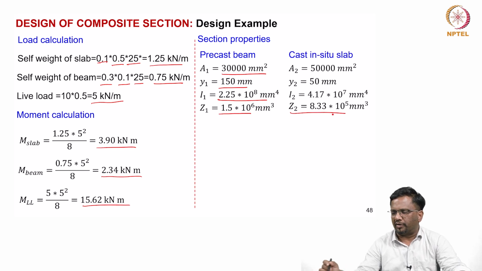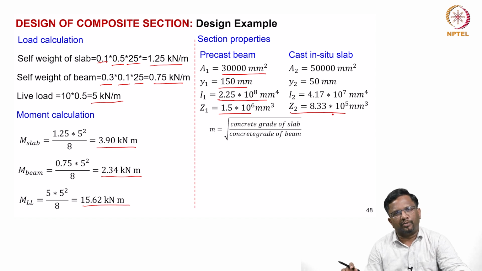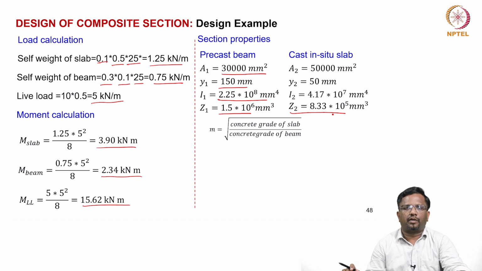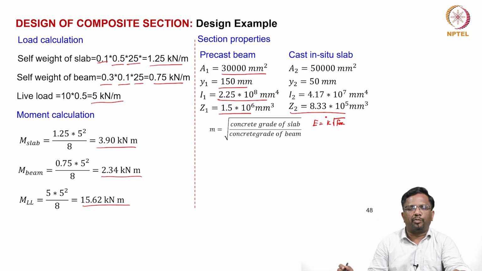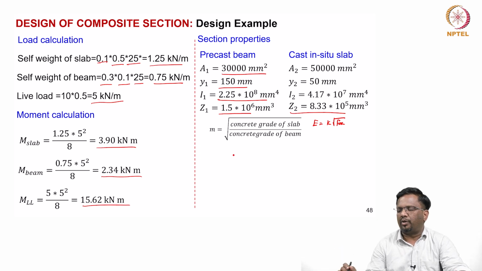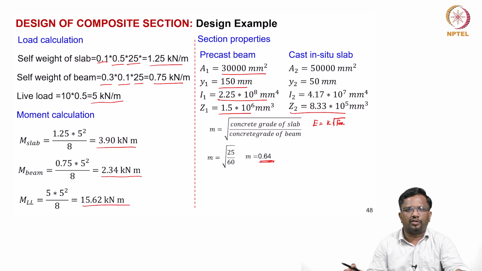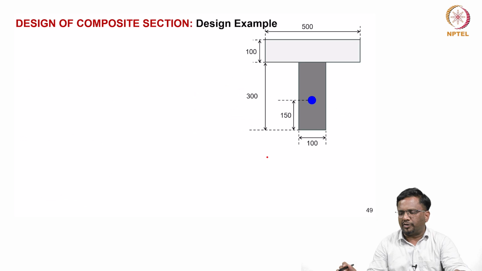Cast in place properties are this, and now, because they are having different concrete strength, we have to employ modular ratio. As you know, E is always some constant times square root of FCK. So compressive strength, we divide the square root of concrete strength to get your modular ratio. So we get this as 0.64. That means if I want to convert the slab into an equivalent precast beam grade, I need to multiply with modular ratio 0.64 for stress calculation. So let's see how do we do that.